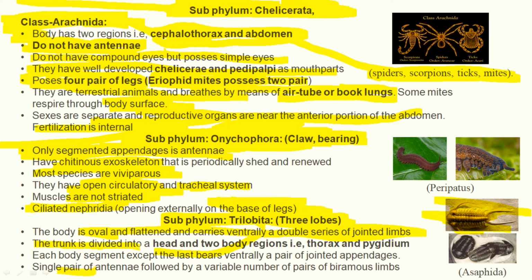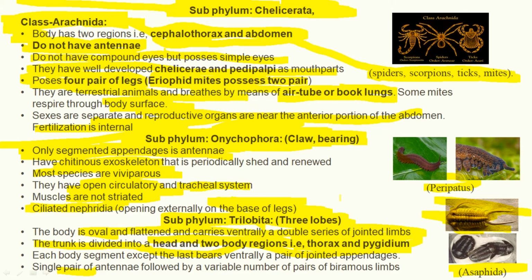Their body, called a trunk, is divided into head and 2 body regions, thorax and pygidium. In the case of insects, head, thorax and abdomen will be there. But in the case of these trilobites, they have head, thorax and pygidium. So one more thing I left: in Onychophora the example is Peripatus, and in the case of Trilobita those are Asaphida groups or orders. They have head, thorax and pygidium, unlike insects.